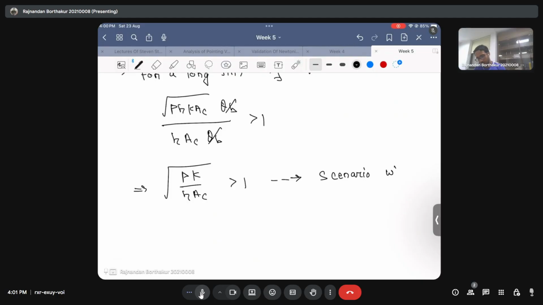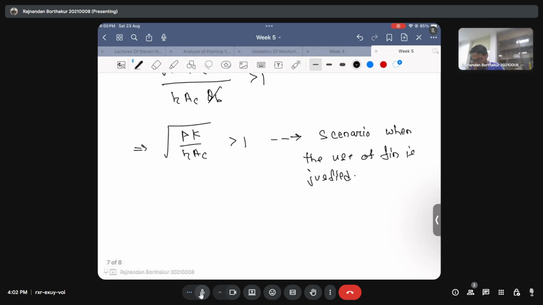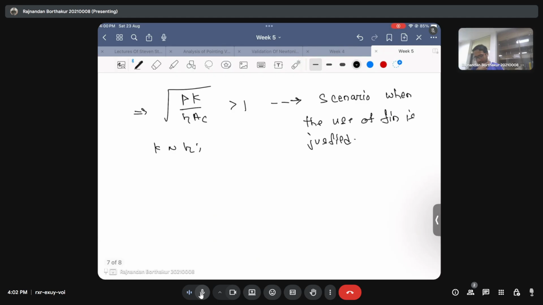when the use of fin is justified. Let's say I have k to the order of h, just for the sake of simplicity. In that context, I can say that the square root of P by Ac should be greater than 1, which implies that my P should be greater than Ac.